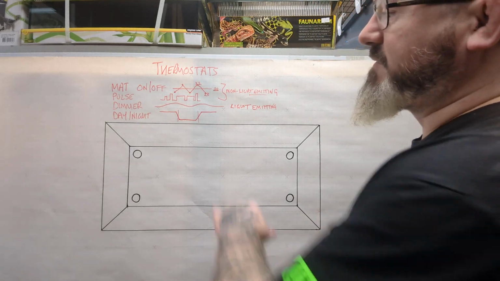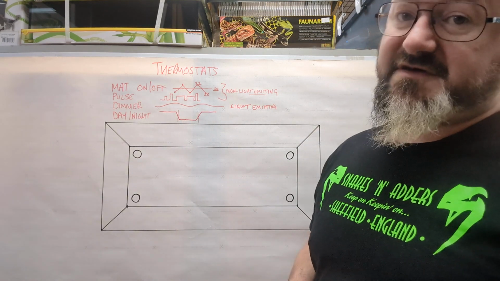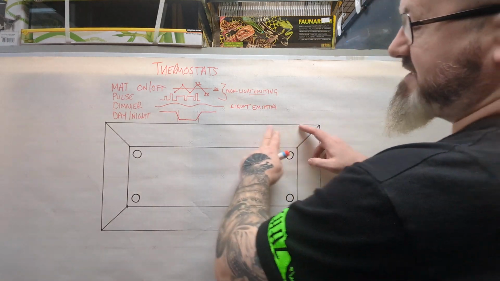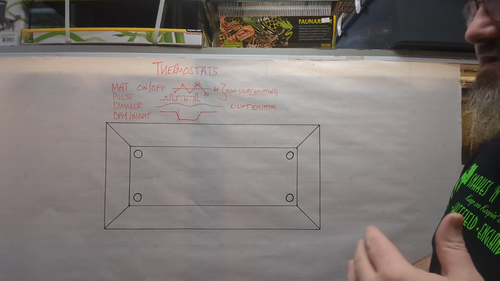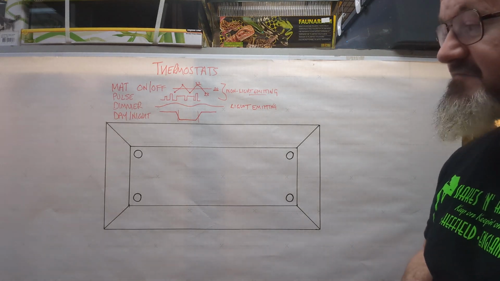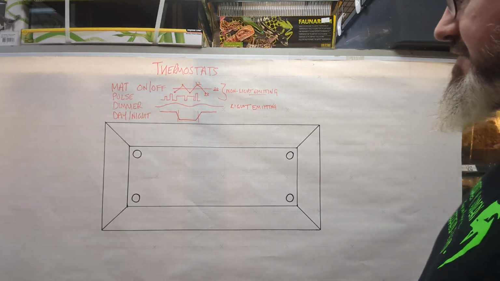But what we will need to look at is spikes and initial setup of thermostats. So as you can see, I've just drawn a rough outline of a vivarium here, and we're going to start placing equipment in there. You'll have to forgive my drawing skills, it's not easy doing it like I'm writing on a blackboard.